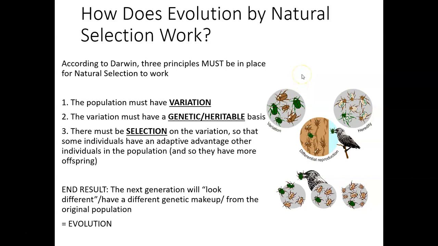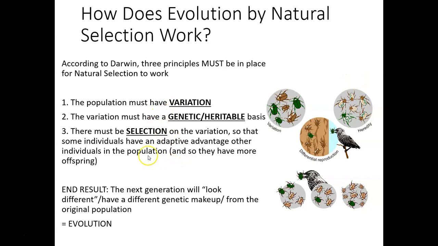Secondly, that variation that we just talked about must have some genetic or heritable basis. That means that these variable traits need to be passed on to their offspring. If we look at this image right here, what's illustrated is that there are different genes associated with the different size and color of beetles. So that's all that's demonstrating. So if the genes are what's determining the size and the color of the beetles, then that means that the genes will be passed down to the offspring and that the traits are heritable.